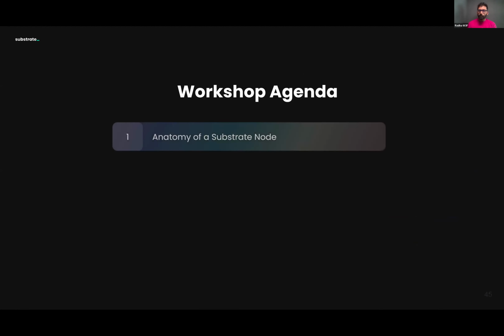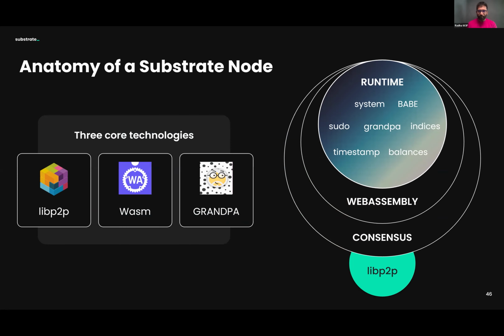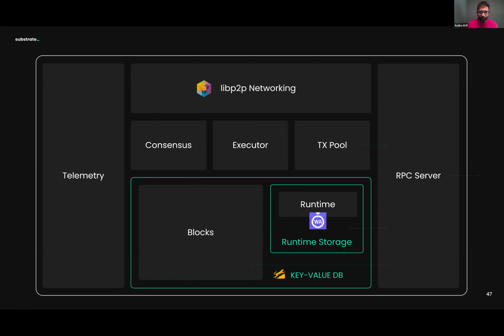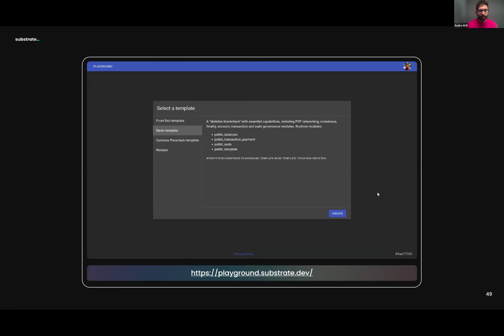Earlier I wanted to do a workshop style session, but I knew that you're going to have this session next time. So I'm just going to skip all of this, and let's see what important things I have to mention. Yeah, so Substrate template node, feel free to download that.